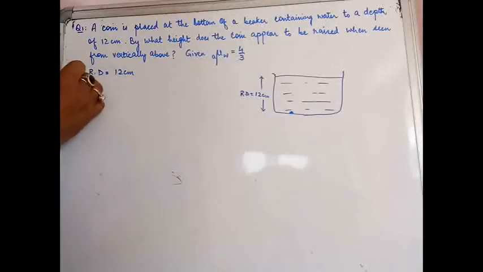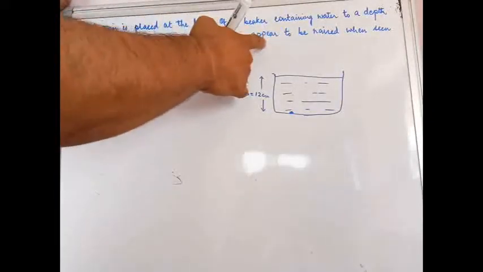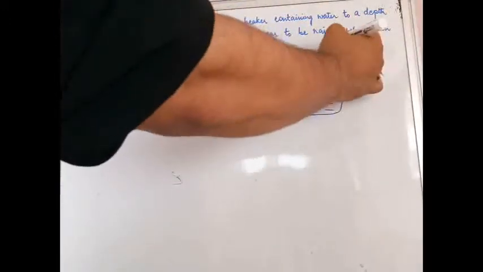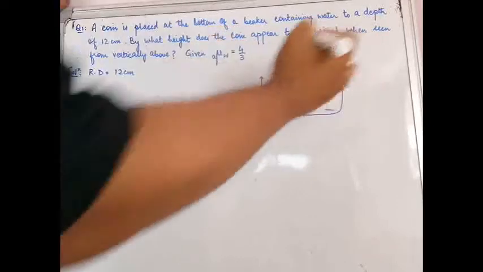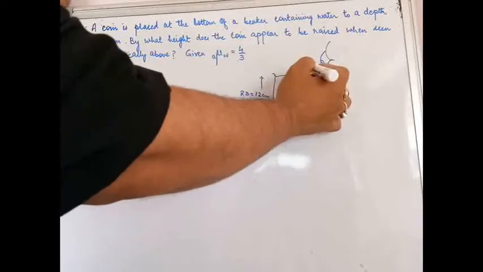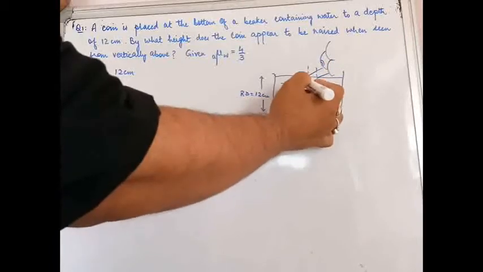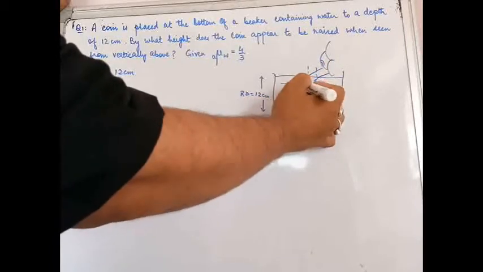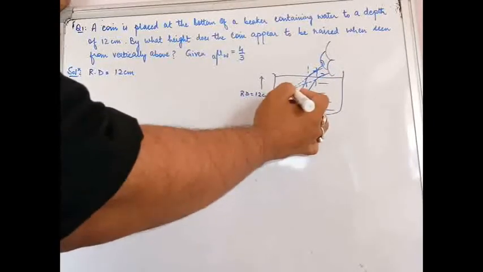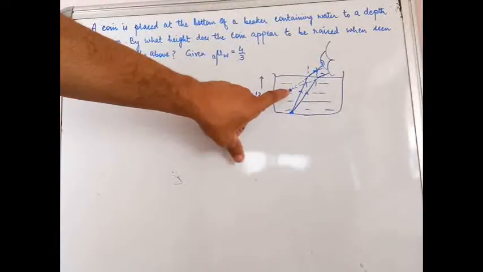So we have started with our solution. By what height does the coin appear to be raised? So obviously after refraction through this particular surface, as you can see, I will not draw the diagram using the scale this time, so you can easily draw a diagram something like this. Suppose that the eye sees that the coin is over here.